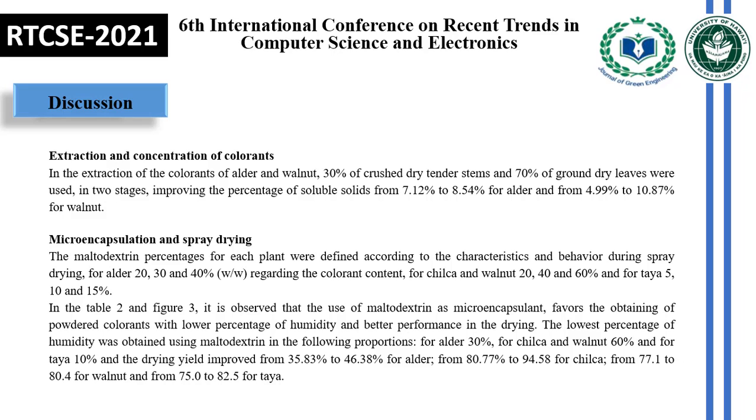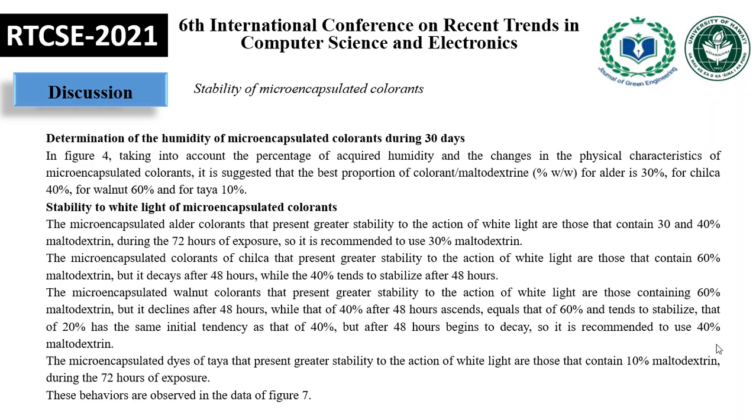35.83% to 46.38% for alder, from 80.77% to 94.58% for chilca, from 77.1% to 80.4% for walnut, and from 75% to 82.5% for taya.